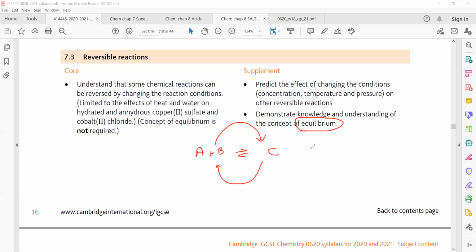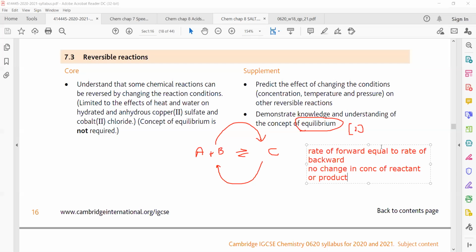What is the meaning of equilibrium? It's always worth 2 marks. What is the reason for 2 marks? One is that the rate of forward reaction is equal to the rate of backward reaction, and the second is that there is no change in concentration of reactant or product. So the reactant and product do not change their concentration and the rates are equal. We call that equilibrium.